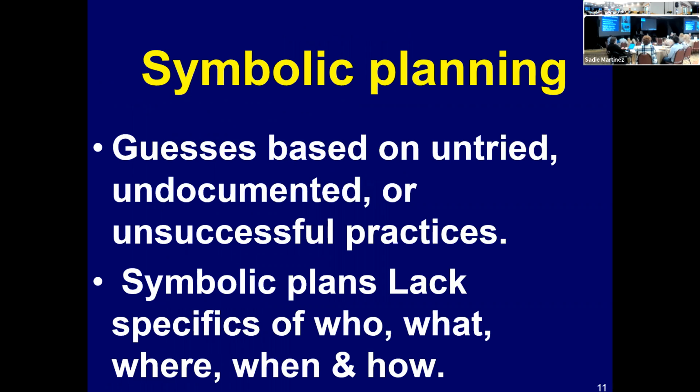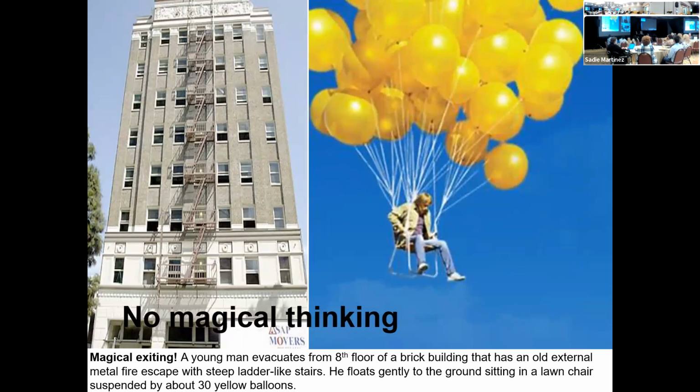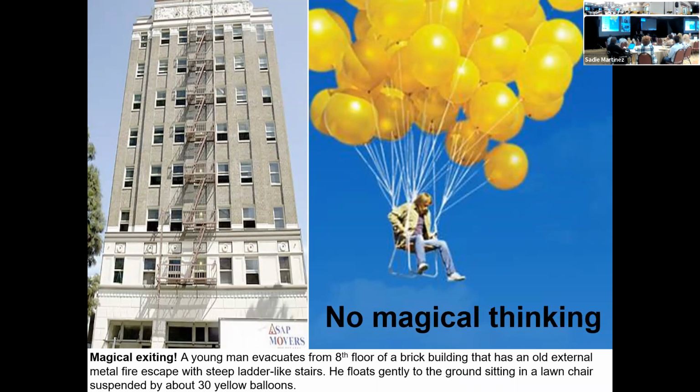So I like to say that registries represent a degree of symbolic planning, based on guesses of untried, undocumented, and unsuccessful practices that lack the specifics of the who, what, where, when, and how. Visually, it looks like this. This is called magical exiting. A young man evacuates from the 8th floor of a brick building with an old style external metal fire escape with steep ladder-like stairs. He floats gently down to the ground, sitting in a lawn chair suspended by about 30 yellow balloons. If that's not good enough, let's look at this.